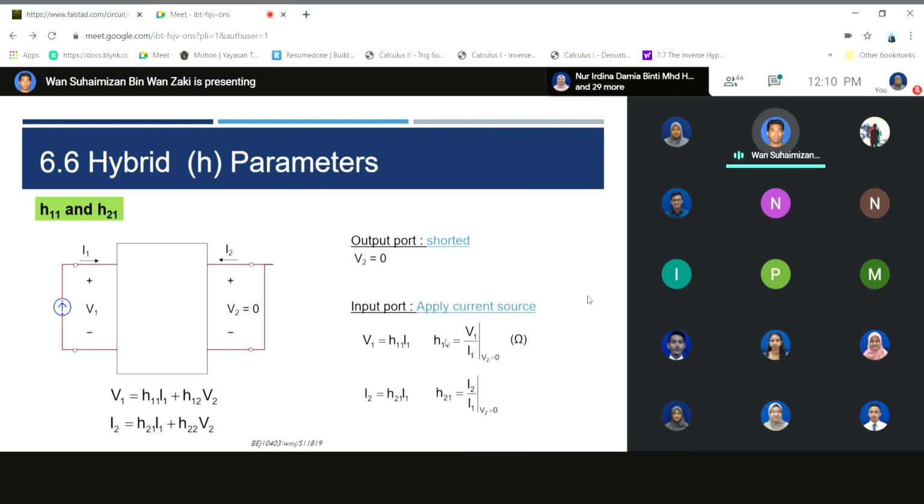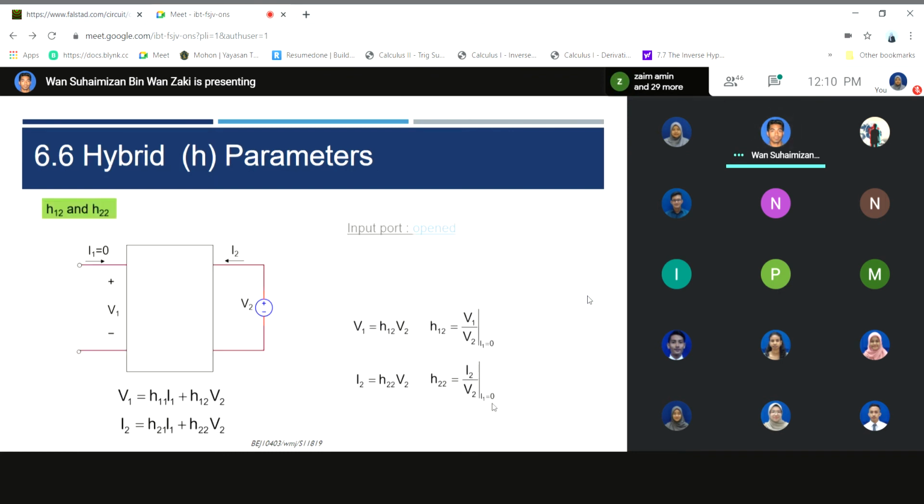So H11 equals V1 over I1. H21 equals I2 over I1. The unit for H11, because this is voltage over current, is ohms, same as Z. For H21, I2 over I1, this is a ratio of current over current, so there is no unit for H21. This is called a hybrid parameter, because you mix voltage and current, right?